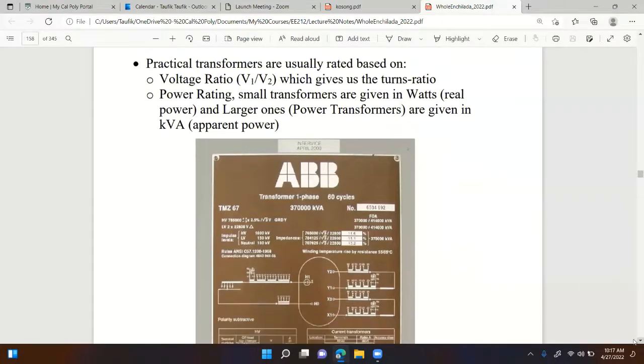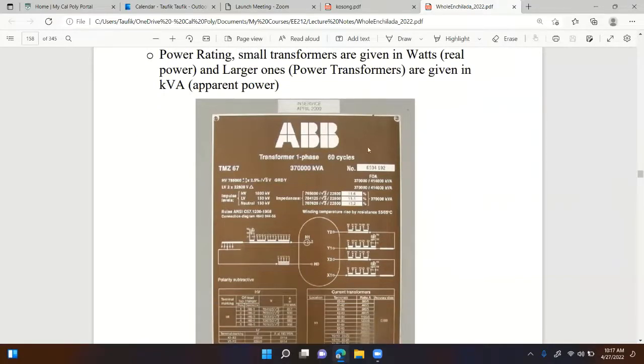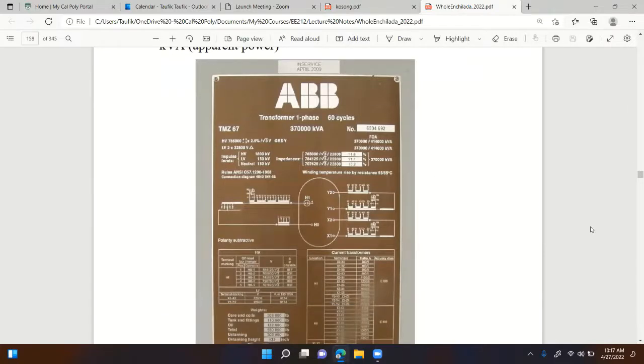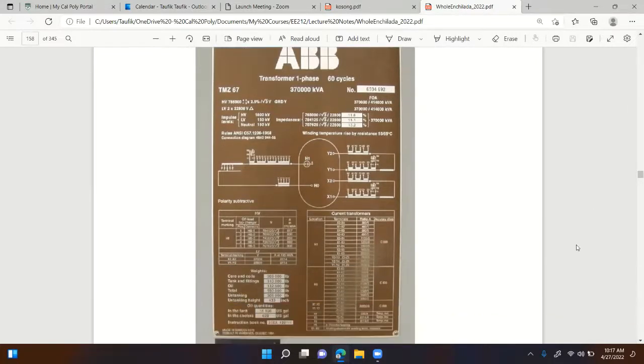The reason why big transformers are given in kilovolt amps is that they are made of big windings, big wires, big coils. Those give a significant portion of reactance inside the transformer. So not just the resistance of the winding, but also the reactance becomes a more significant portion of the impedance. That's why they use apparent power rather than real power, so kilovolt amps instead of watts.